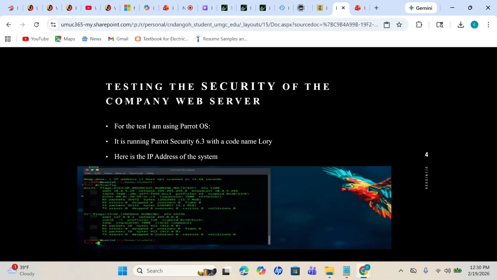For the purpose of testing the web server, we have Parrot OS, which I'm going to be using as my attacker system, and it's running Parrot Security 6.3. And here is the IP address. If you look keenly, you can see the IP address 10.4.5.25.